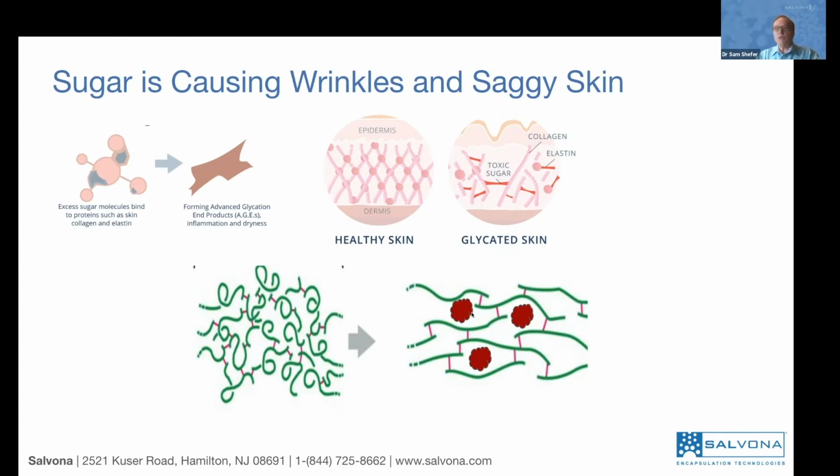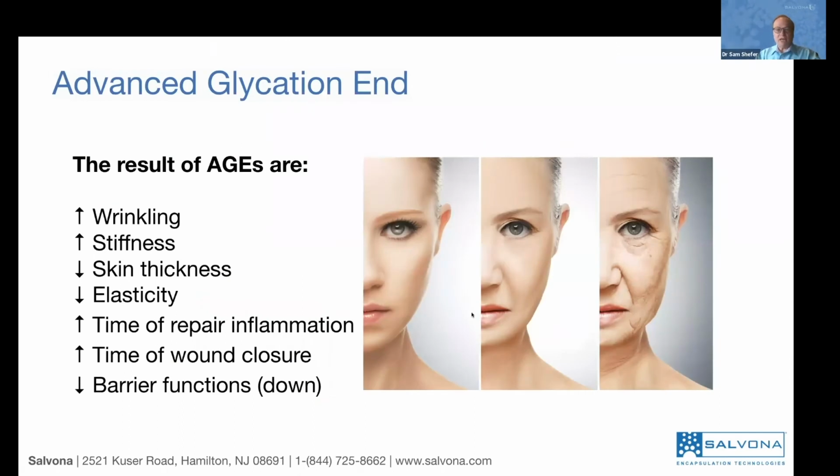Now, let's summarize what we get so far. The results of AGEs include an increase in the number of wrinkles, stiffness of the skin, reduced skin thickness, the epidermis is shrinking, elasticity goes down, you just heard why, the time to repair inflammation goes up, the time to wound closure goes up, and the barrier properties like maintaining hydration go down. And I think the pictures are telling you the story.